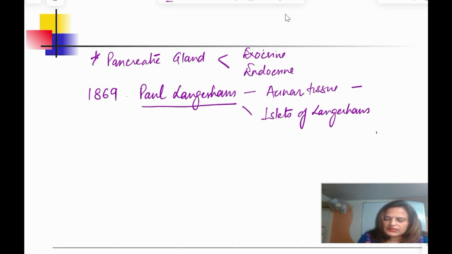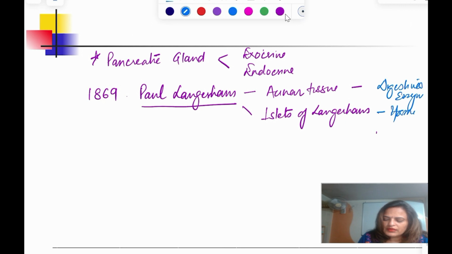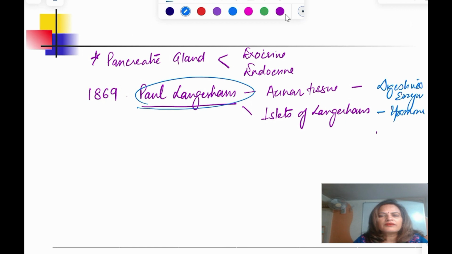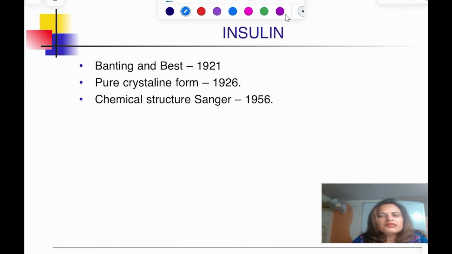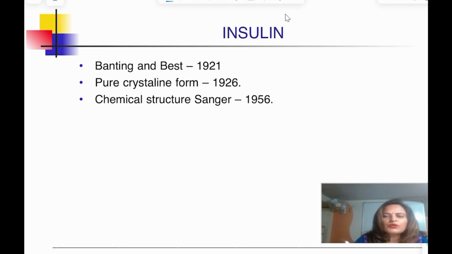The acinar tissue is the one which is going to secrete the digestive enzymes, and the islets are the ones which are going to secrete various hormones. So Paul Langerhans, he is the one who discovered the two types of tissues, but who discovered the insulin? That is Banting and Best. They are the ones who discovered insulin in 1921.